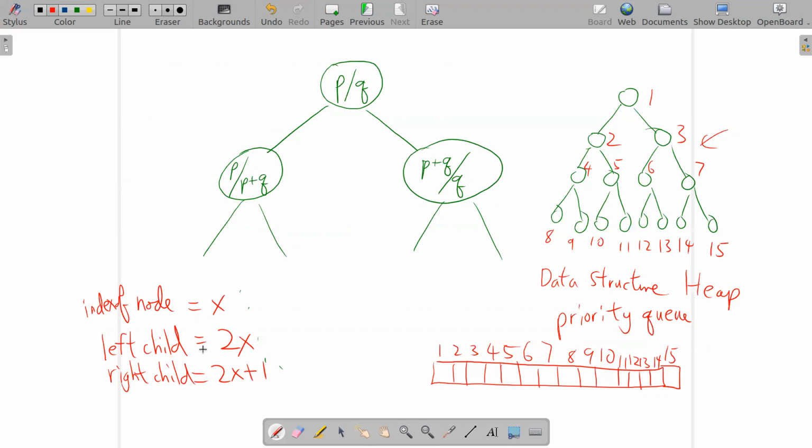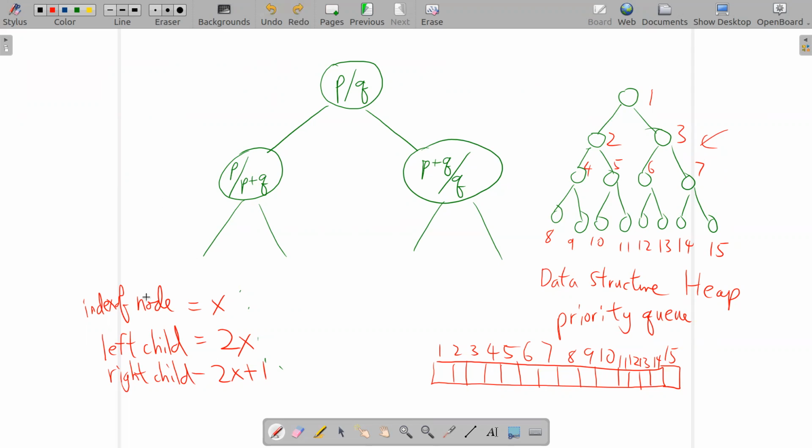If you're using 0 base, then this has to be adjusted, but for 1 base, you can look at every single node here. Take 7. Left child is 14, right child is 15. 2 times 7, 2 times 7 plus 1. Take this node: 2 times 2 is 4. That's the left child. 2 times 2 plus 1 is the right child. So this formula always works.